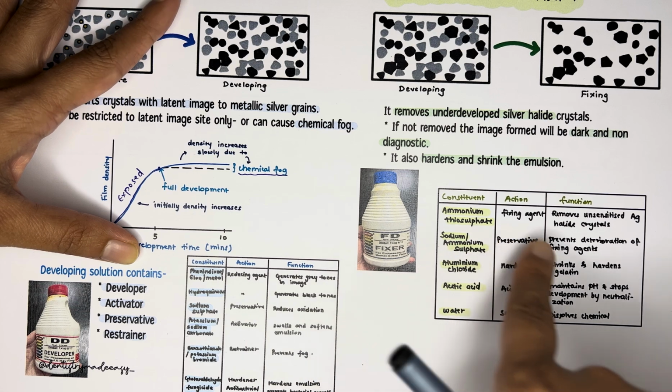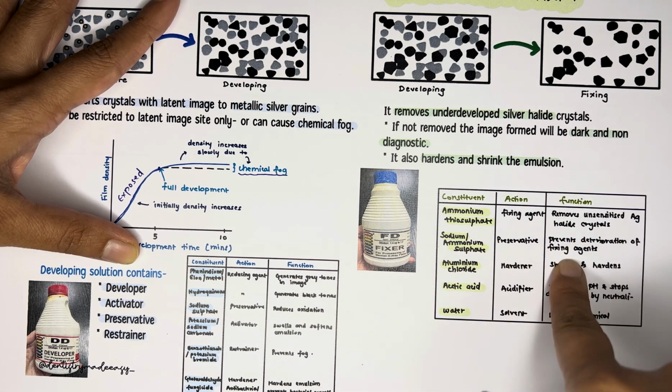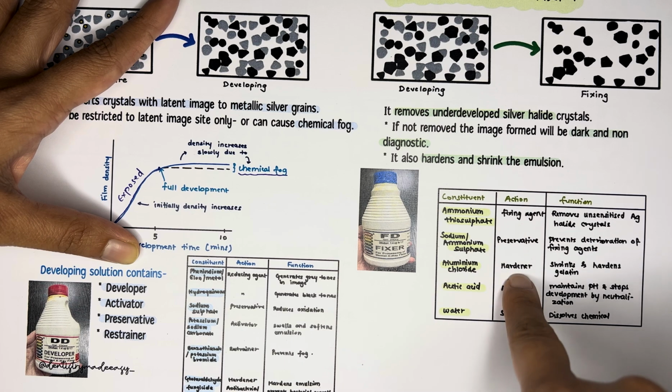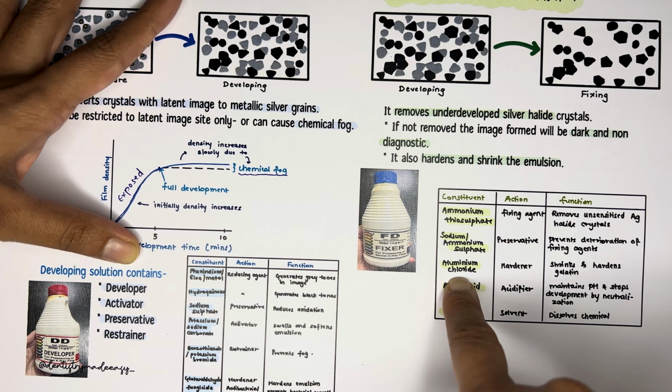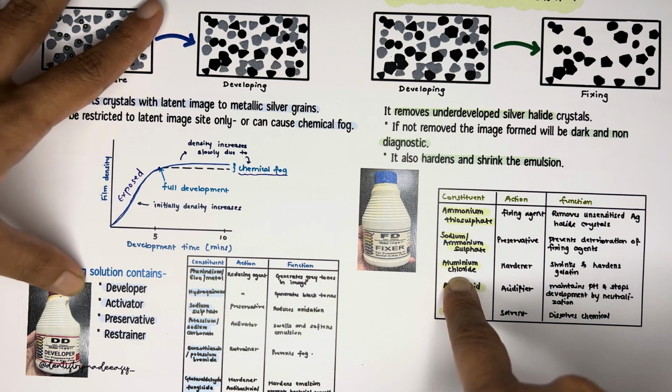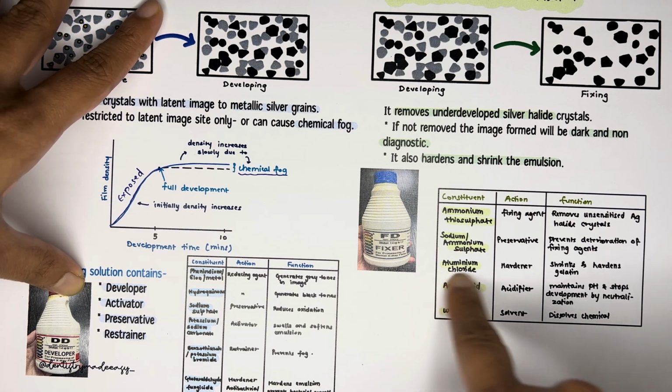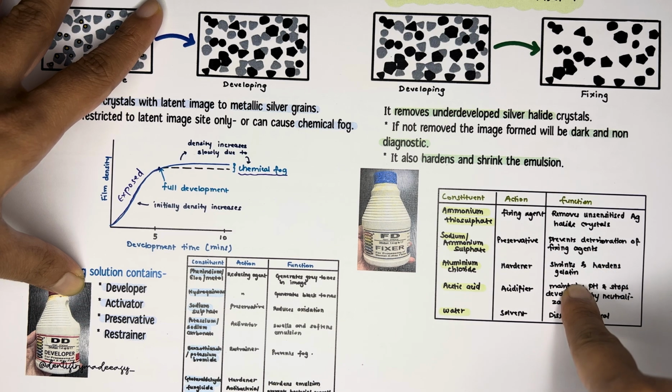So what it is going to do is prevent the deterioration of the fixing agent. The next is the hardener. Now as I said, it is going to harden the gelatin layer. The hardener present in the fixer solution is known as aluminium chloride, which is going to shrink and harden the gelatin layer.